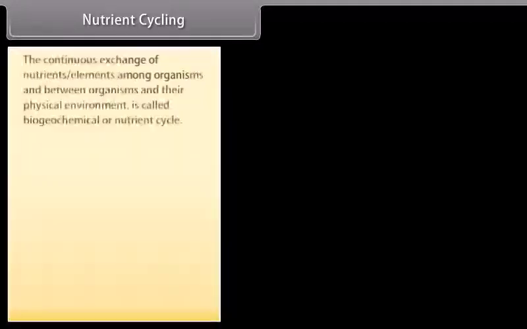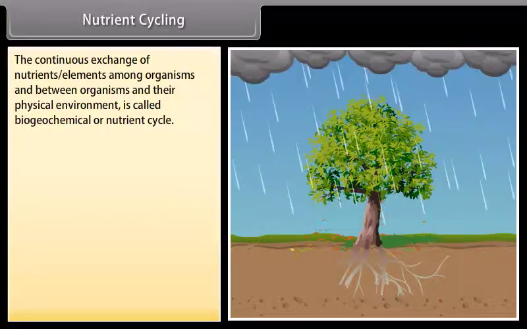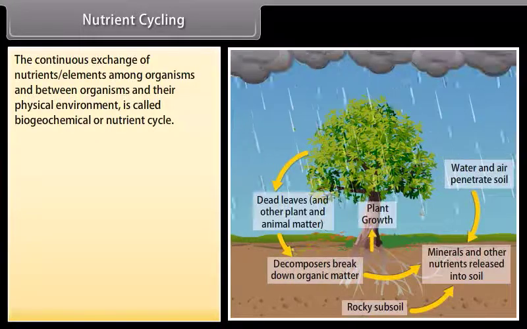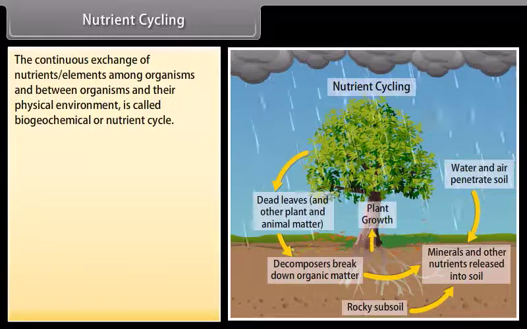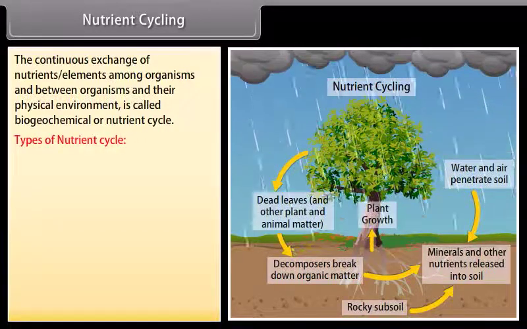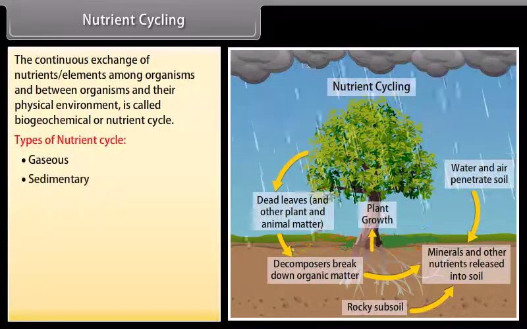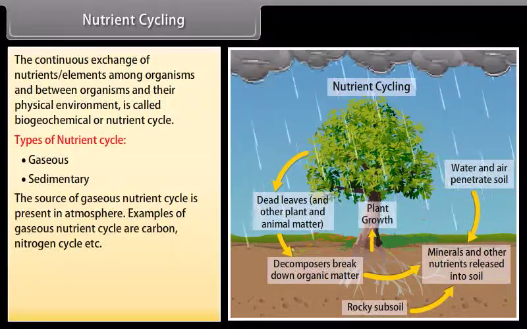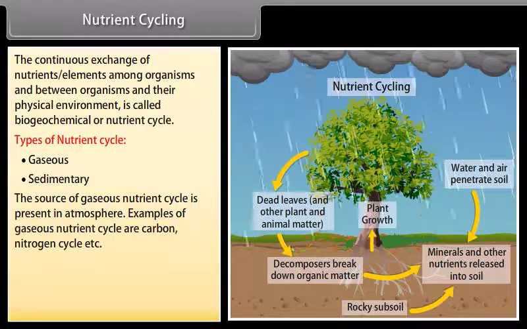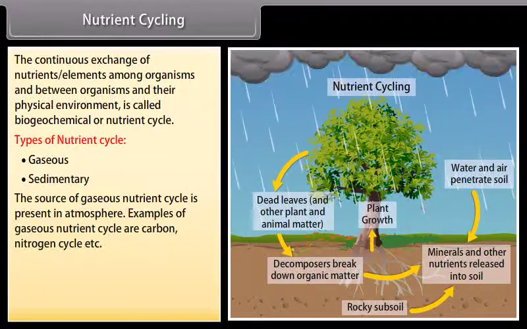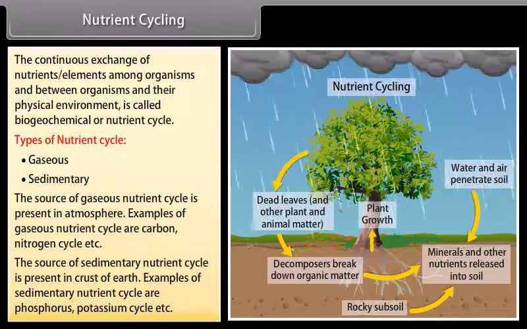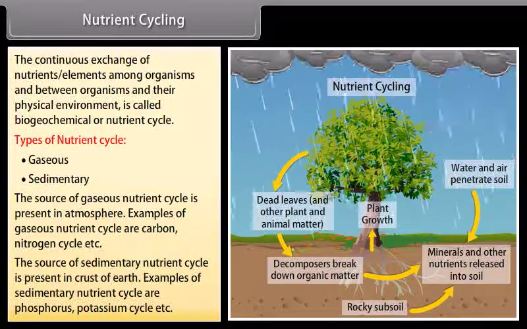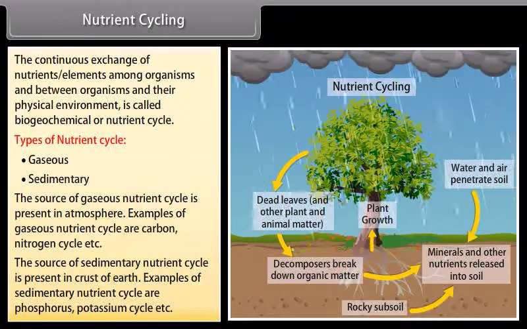Nutrient cycling. The continuous exchange of nutrient elements among organisms and between organisms and their physical environment is called biogeochemical or nutrient cycle. Types of nutrient cycle: gaseous and sedimentary. The source of gaseous nutrient cycle is present in atmosphere. Examples of gaseous nutrient cycle are carbon, nitrogen cycle, etc. The source of sedimentary nutrient cycle is present in crust of earth. Examples of sedimentary nutrient cycle are phosphorus, potassium cycle, etc.